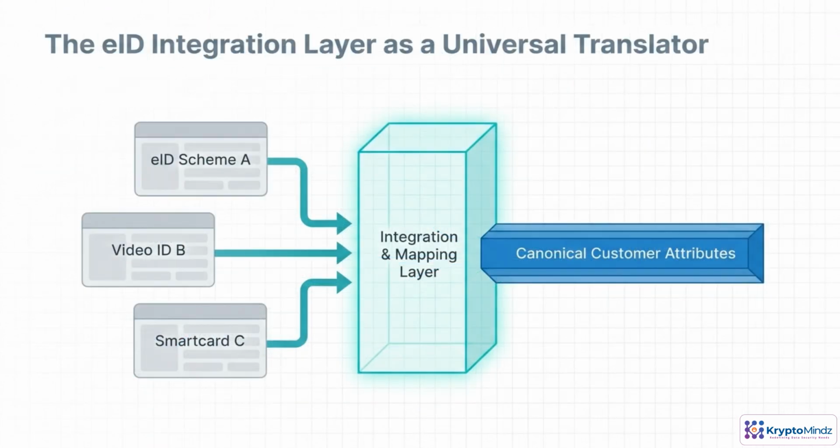Think of your eID setup as a universal translator. Every national scheme and local proofing method speaks its own language. The integration layer converts all of that into one canonical customer model through a mapping table. Because proofing providers plug in through standard APIs, you can swap them, and still keep clear rules about which combinations qualify for which products.